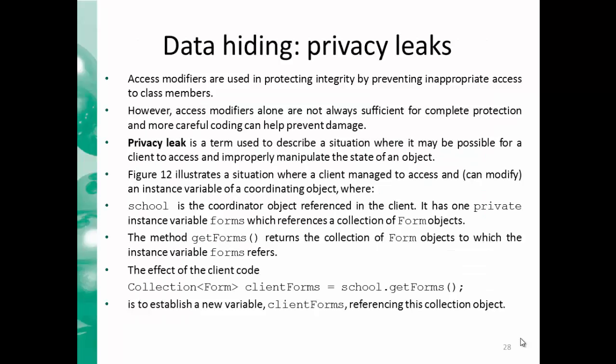If the client of the object can access and improperly manipulate the state of the object, then we use the term privacy leaks, or privacy leak, to describe this situation. The client object is able to access and manipulate the state of the object without going through the protocol or the protocols of the class.